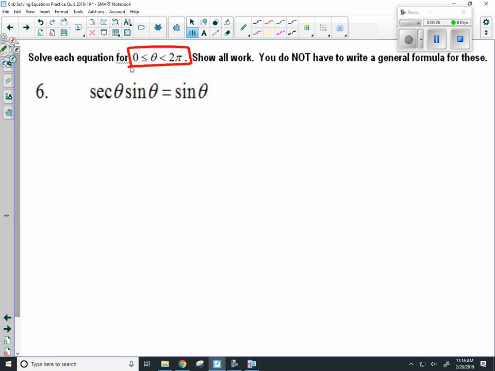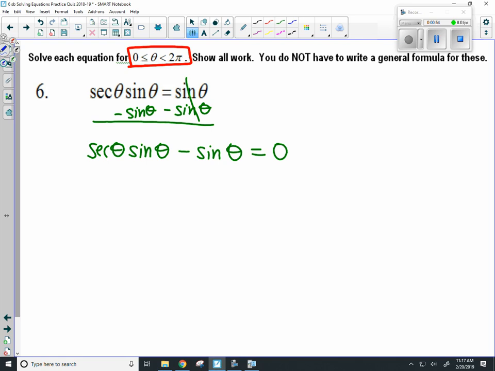if you take a look at it, in order to factor it, it has to be set equal to 0. So I'm going to start by subtracting sine theta from both sides. Be careful on this one. You might be tempted to divide away the sine on both sides. And if you do that, you will lose solutions to this problem. So you cannot divide it away, but you can subtract it.